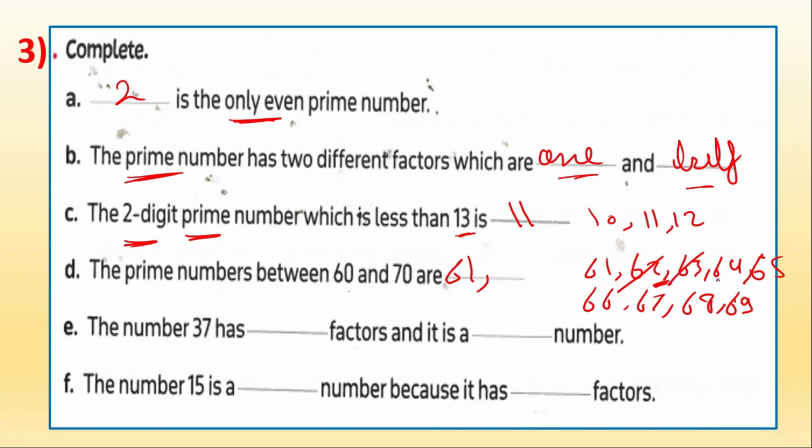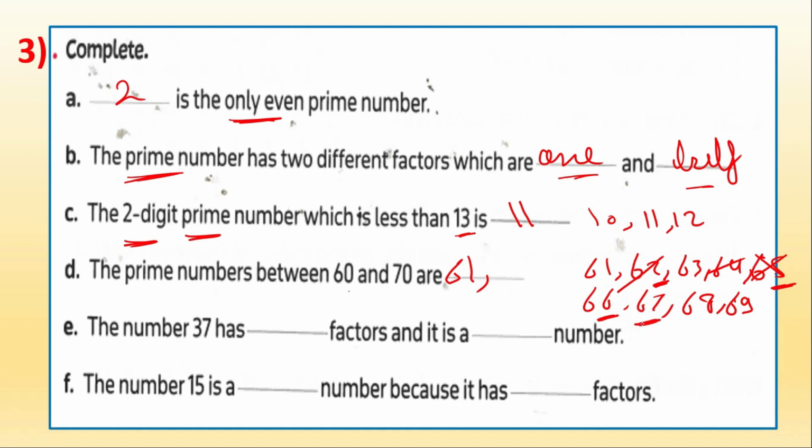Okay, then next one, 64. 8 times 8, 64. So it has more than two factors. 65. 65, its ones place is 5. So it has 5 as a factor. So it has more factors, okay? So it's not prime, it's a composite number, okay? 66. Ones place is an even number. So it has more factors.